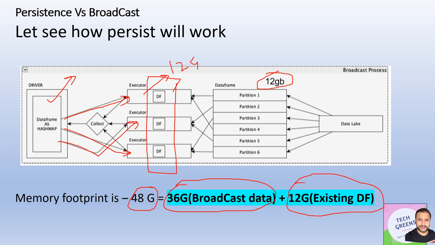And the amount of data that would be persisted or broadcasted would always be more than your underlying original data set size. 36 is pretty much understandable from the fact, right? A single object of 12 gig, there would be three broadcast objects for the three executors. Each copy will go on each executor, so 12 into 3 is 36 gig, perfect. But at the same time, during the processing, that 12 gig data set is already available in the executor cache, which is moved into the executor cache to process those partitions, right? So the total memory footprint in this particular case would come out to be around 48 gig.